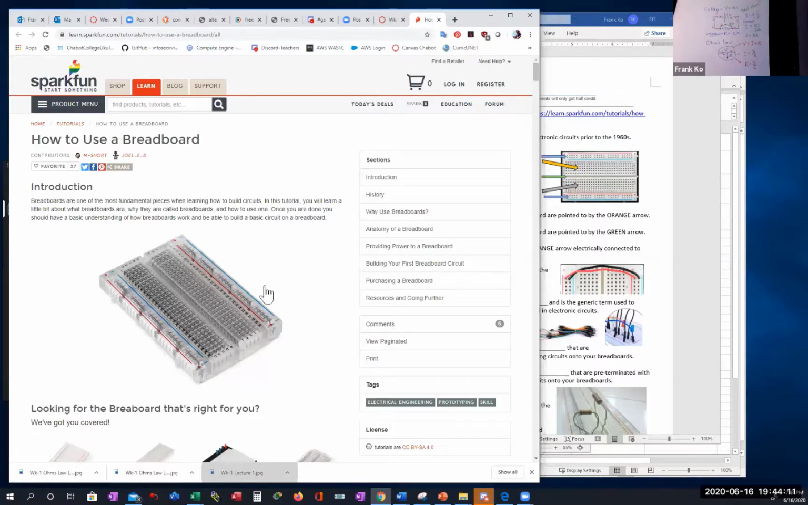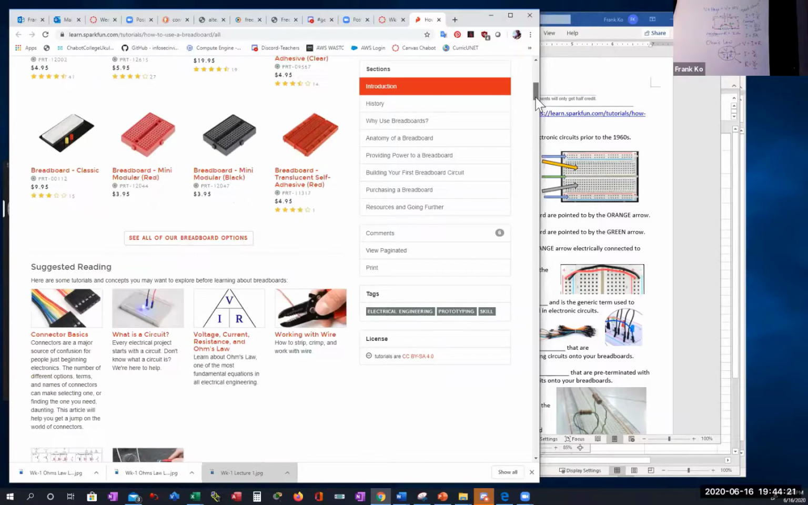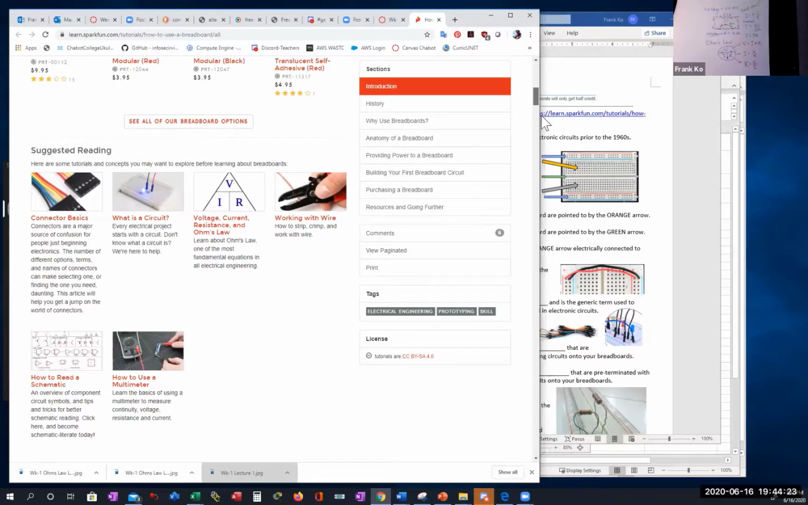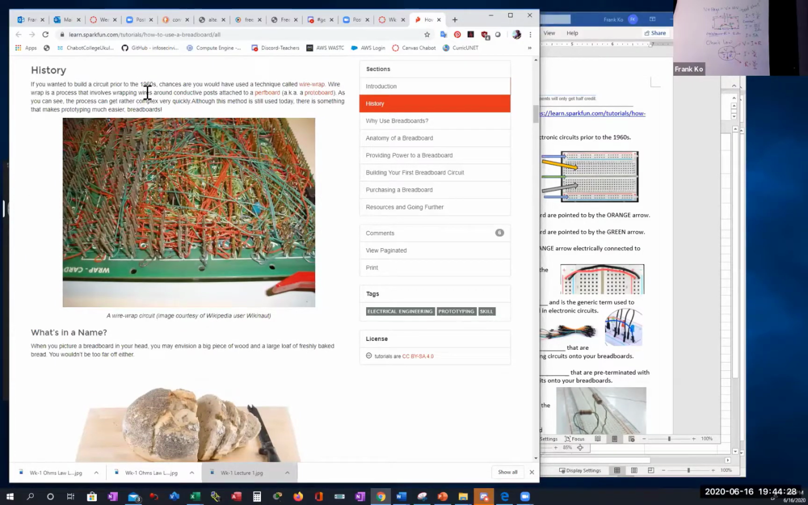What is a breadboard? Here's what's shown as a short breadboard. And there's many different kinds of breadboards. They'd love to sell you stuff, so they have their little advertising here. But go past that, go past this, and now history. And history, you know, prior to the 1960s, if you wanted to experiment, what did you do? You would use something called wire wrap.